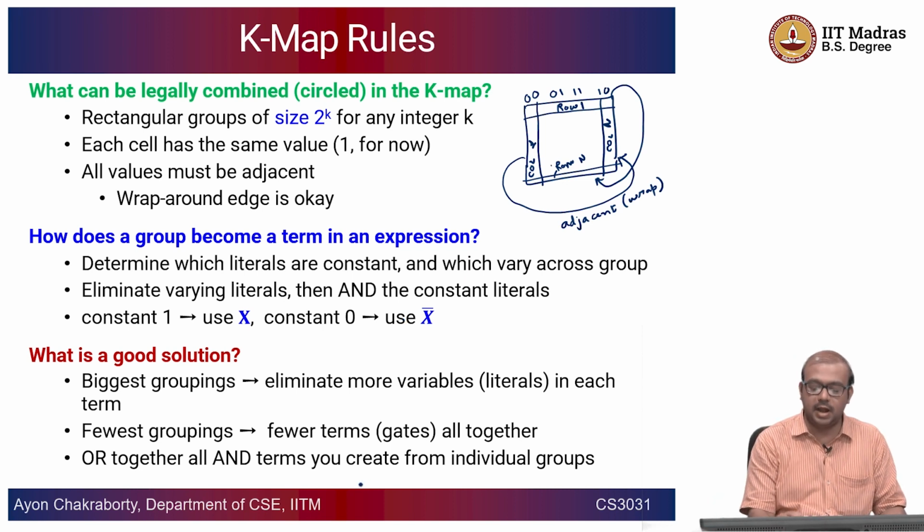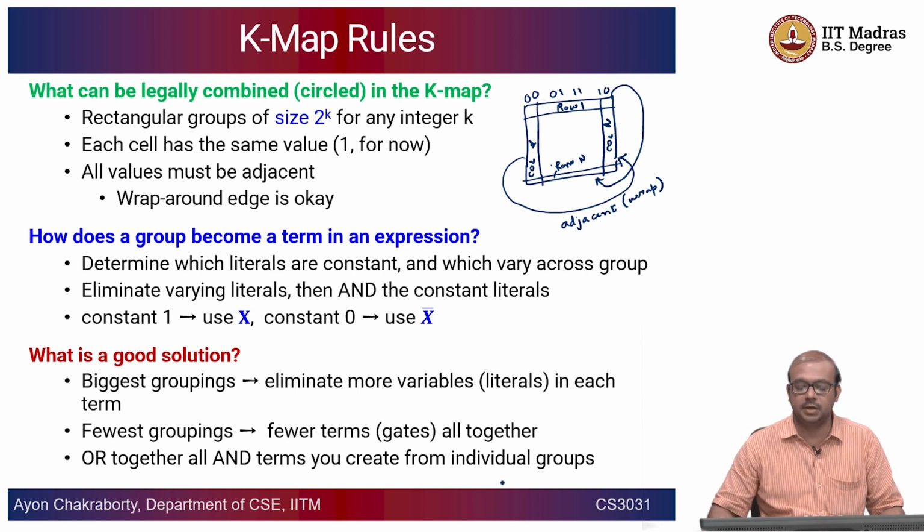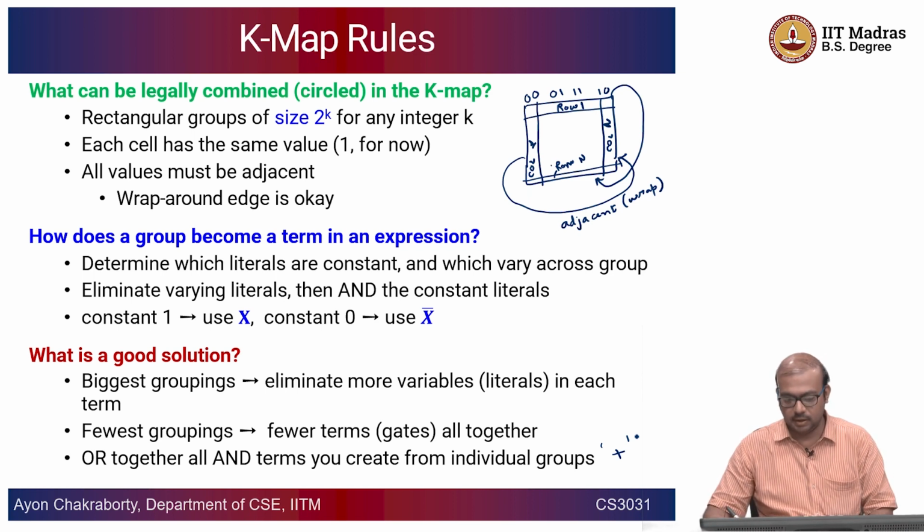So you OR together all the AND terms that you create from individual groups. You have small individual groups that you are circling around. Each one is going to create an implicant for you, and all you are doing is basically ORing or summing, the logical plus, of those AND terms. That is basically the final output, or the simplified result of the expression that has been given to you, and you are using this K-map to simplify it.